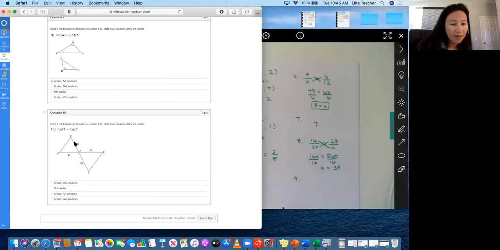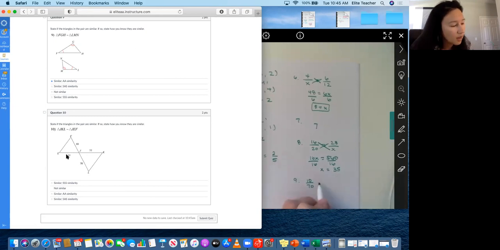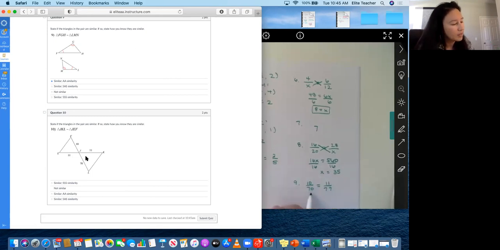So we have 10 and 70. So 10 over 70, is that proportional to 11 over 77? 10 over 70 is 1 over 7 if we divide by 10. And 11 over 77, if we divide by 11, that is 1 over 7. So yes, the sides are proportional and the angles between them are congruent. So these are similar because of side angle side.